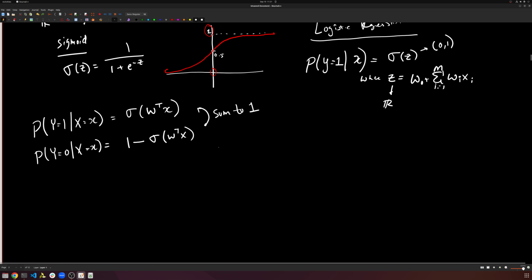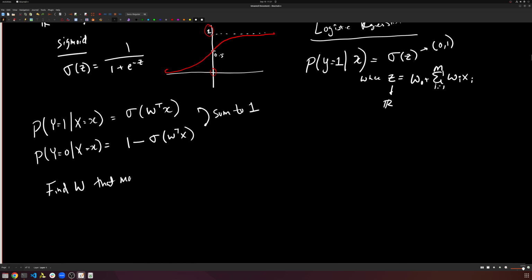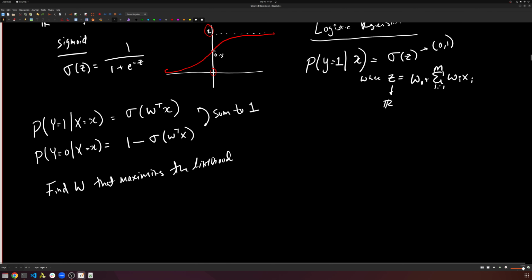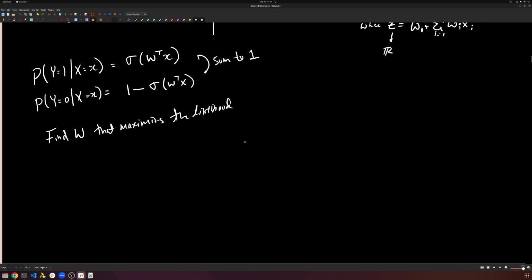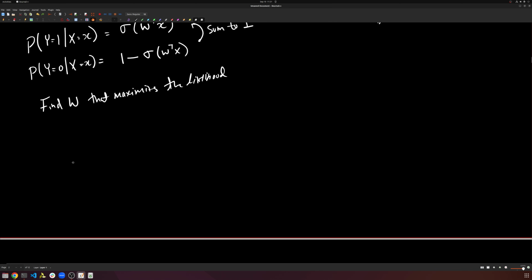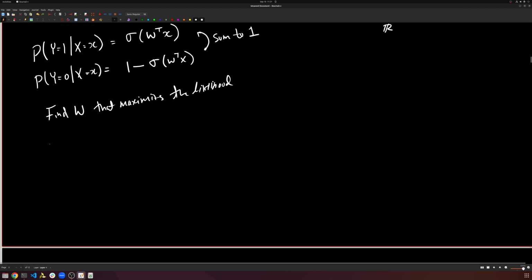And so let's go ahead and write out our likelihood function. If you haven't heard of what a likelihood function is, our goal is to find w that maximizes the likelihood. The likelihood is effectively just the probability of the data. And hopefully this will make sense in just a second. So let's set up one of these probabilities first, and then we'll see what the likelihood function looks like.